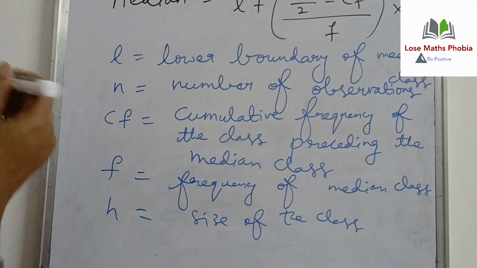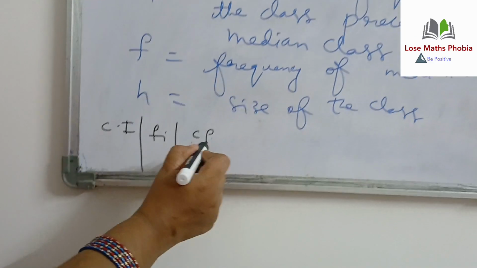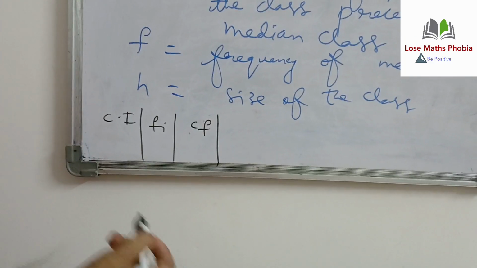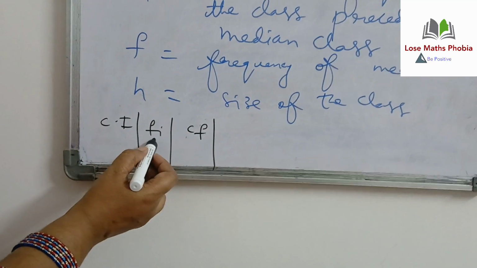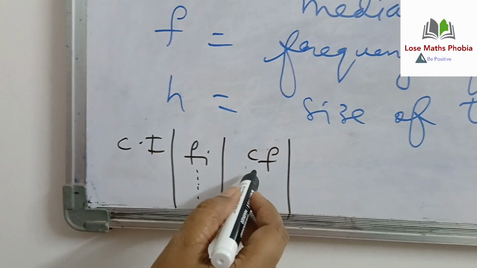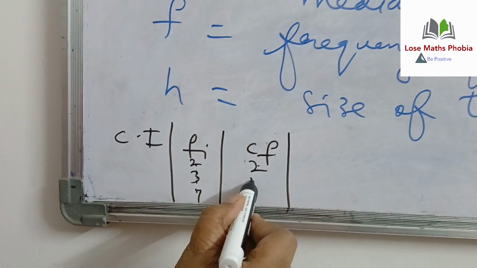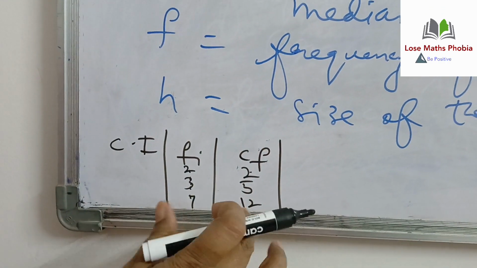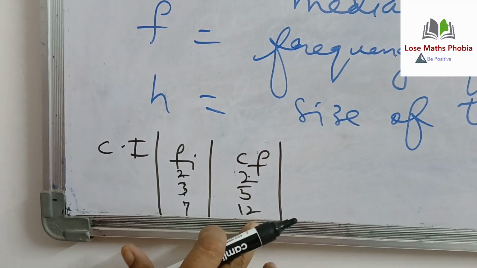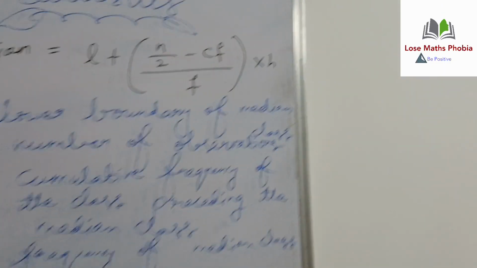See, in general, how to find the median, we will be writing CI, FI, CF. Whatever observations we have, we go on adding in the CF, the cumulative frequency. Suppose 2, 3, 7: 2, then 2 plus 3 is 5, 5 plus 7 is 12, like that we go on doing. The last number we get is n, so that will be written here. N by 2 will be taken in the problem. In detail, I will explain median, mode and mean in the next class.